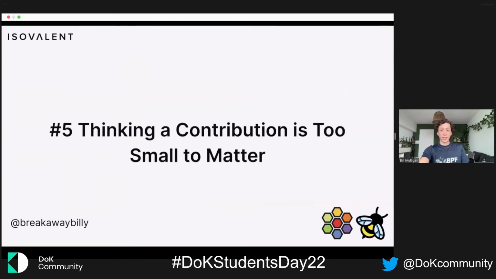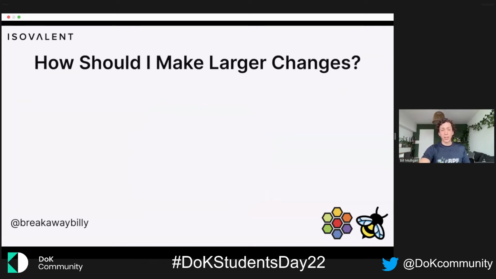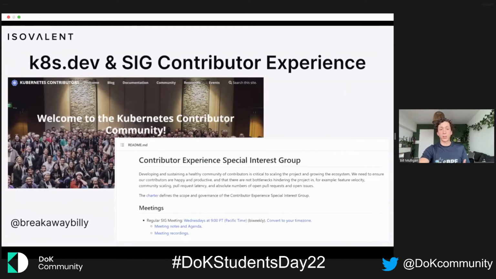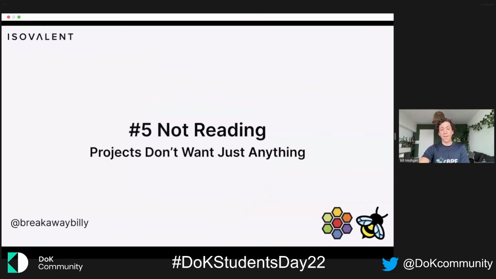So I think the number 5 mistake is thinking that any contribution is too small to matter. These things are important because the person that's coming after you also won't be able to find the right link. And now, if you're wondering how you get to larger changes and start contributing more, there's documentation out there. There are getting started guides, there are contributing guides, and I'd really encourage you to read these. There's also bigger things like k8s.dev or the SIG Contributor Experience that you can check out and learn.